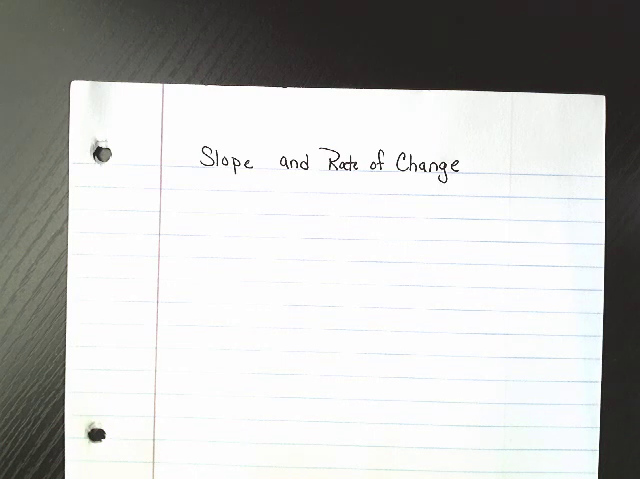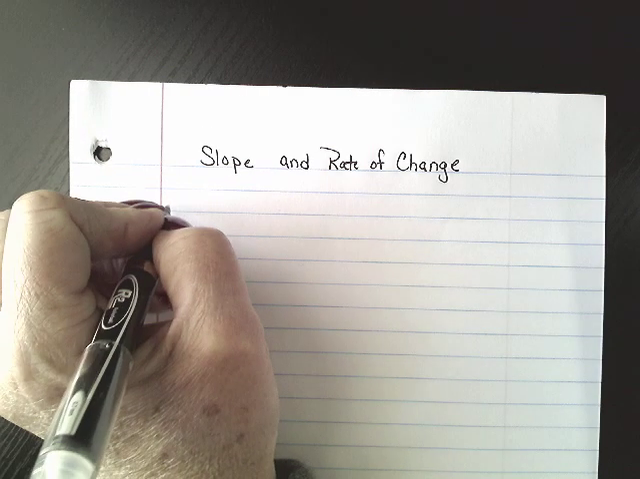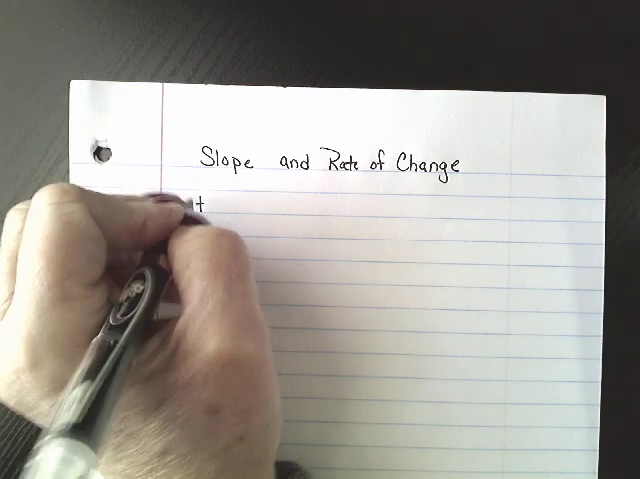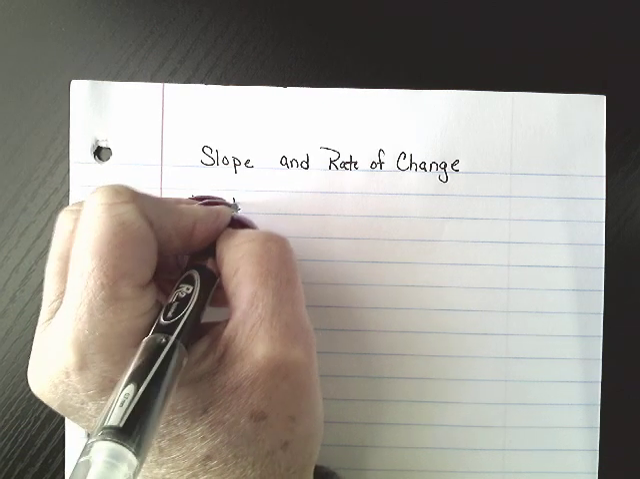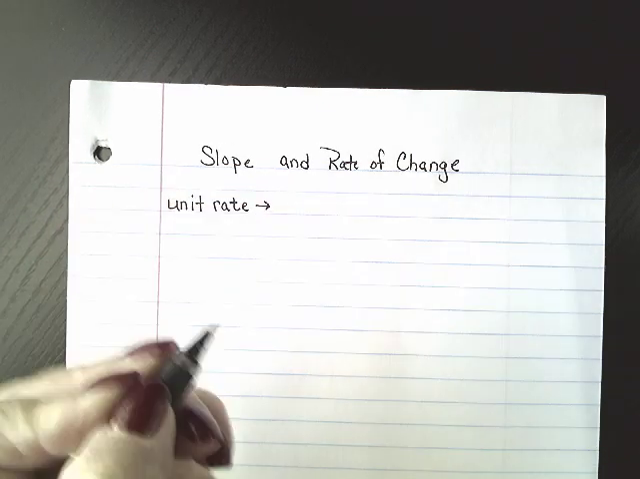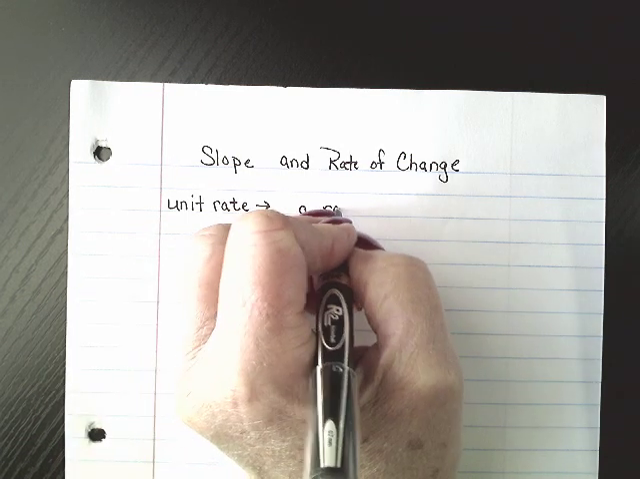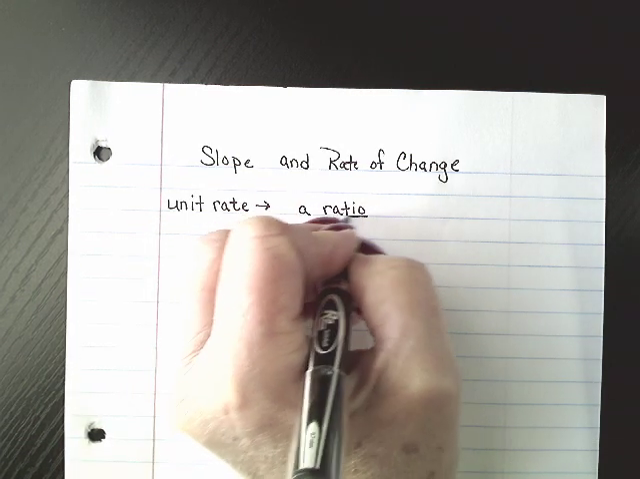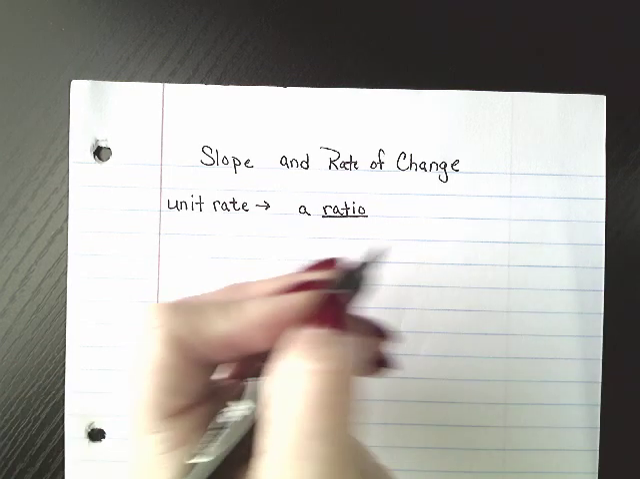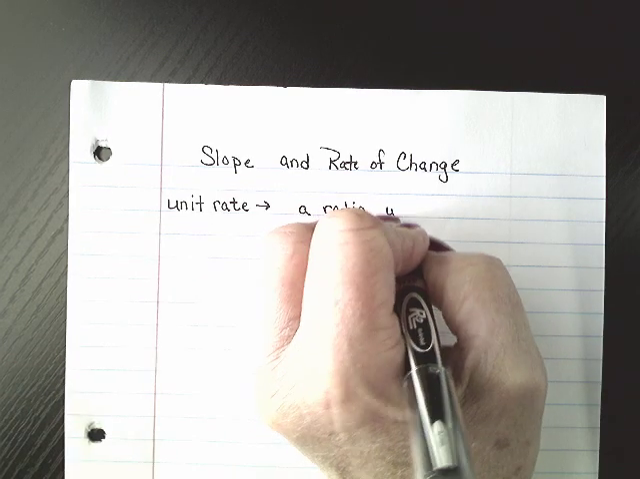Okay, we're going to start our linear unit now, so we're going to talk a little bit about slope first. But before we get started, I want to just refresh everybody's memory on unit rate. We did a lot of unit rate work last year. Remember that unit rate is a ratio used to compare different quantities.